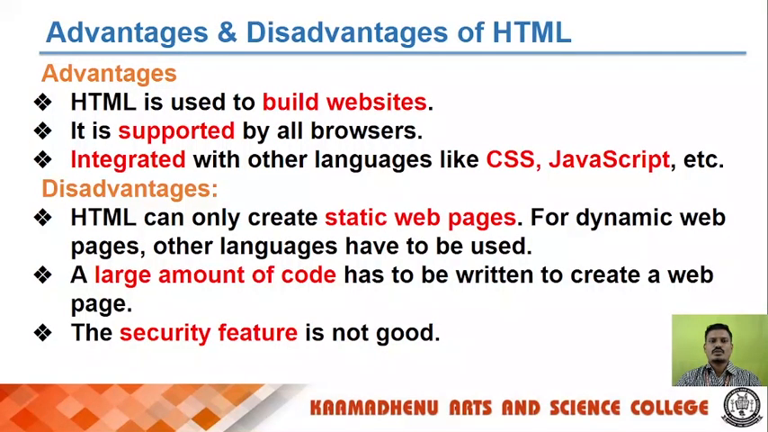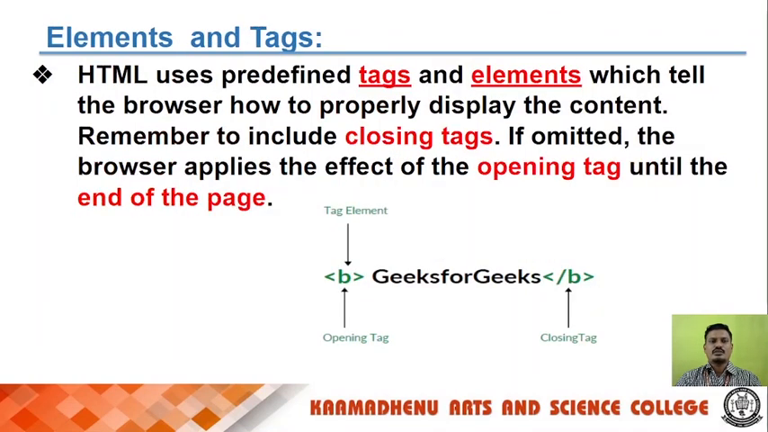Next, we are going to see about the advantages and disadvantages of HTML. The main advantages of HTML are that it builds websites, it is supported by all browsers, and it integrates with other languages like CSS, JavaScript, etc. Next, disadvantages. HTML can create only static web pages. For dynamic web pages, other languages have to be used. A large amount of code has to be written to create a web page. The security feature is not good.